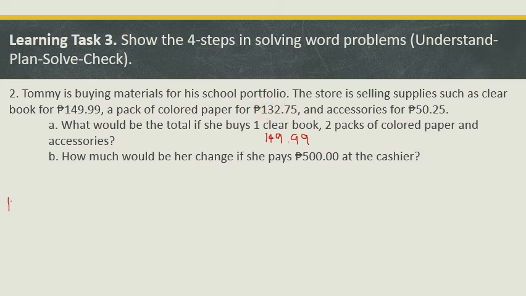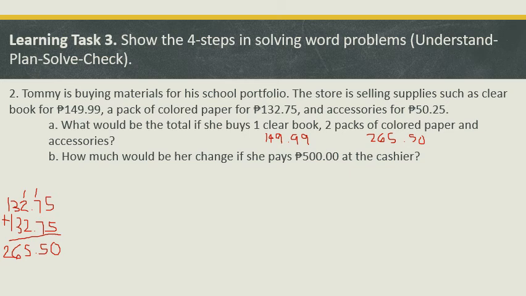So, 132.75 plus 132.75. So, add lang natin siya. Okay, para makuha natin yung dalawang packs ng colored paper. So, 5 plus 5 is 10. 7 plus 7 is 14. Plus 1 is 15. So, carry 1. 2 plus 2 is 4. Plus 1 is 5. 3 plus 3 is 6. Then, 1 plus 1 is 2. So, ibig sabihin, ang 2 packs of colored paper is 265 pesos and 50 centavos.